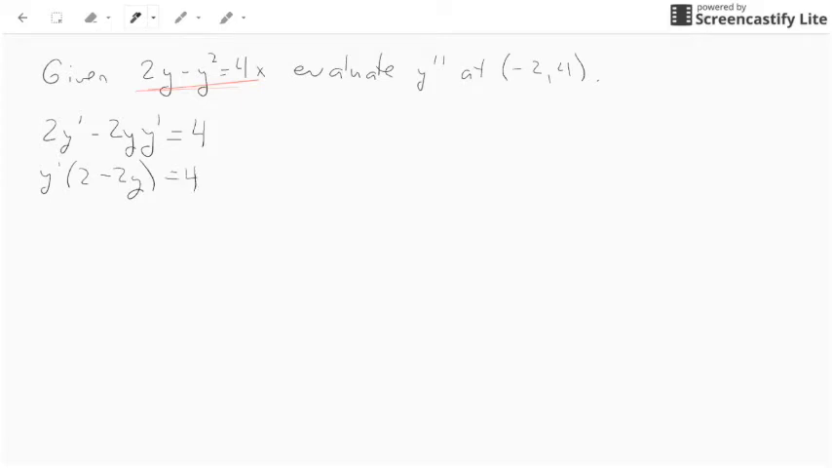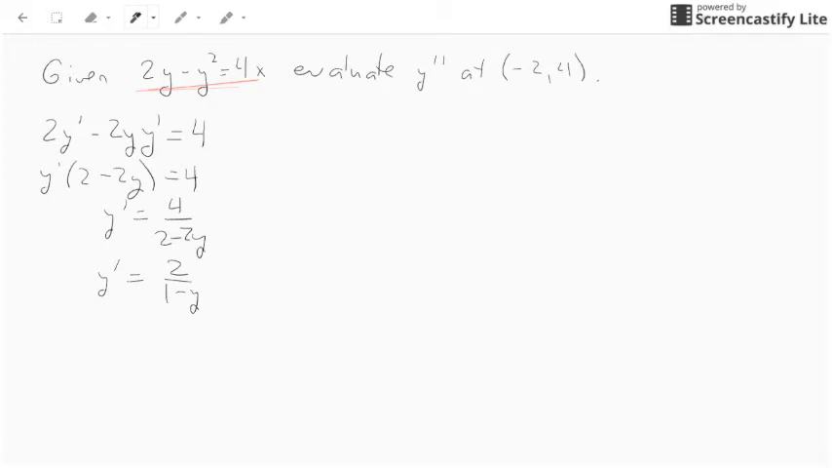Now I'm going to divide by that 2 minus 2y to get y prime is equal to 4 over 2 minus 2y. And now I've been able to get the y prime by itself here, and I should always be able to do that. Now, to simplify that one step further, I notice that every term there is divisible by 2, so I will do that. And that'll get me 2 over 1 minus y.